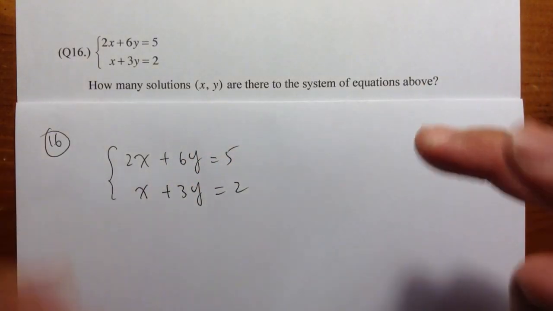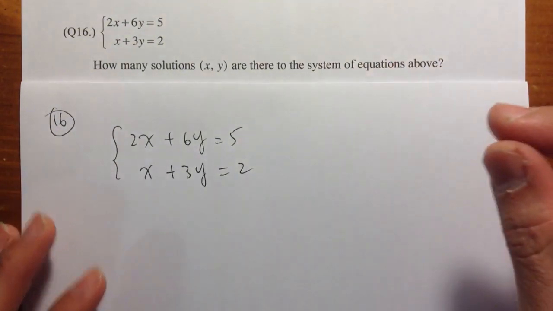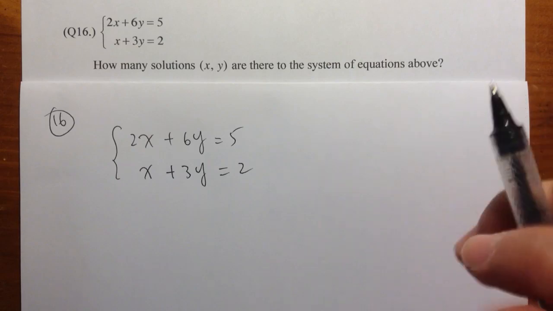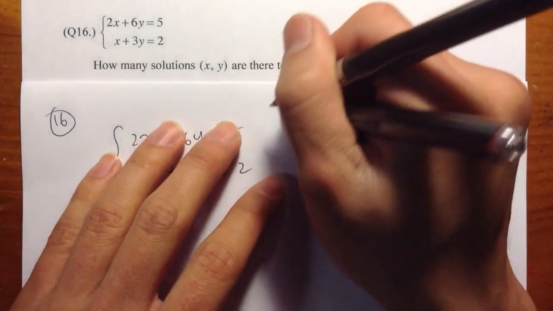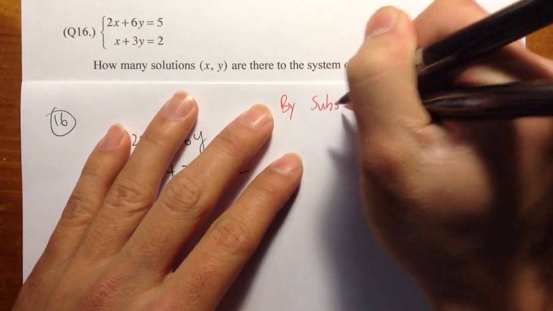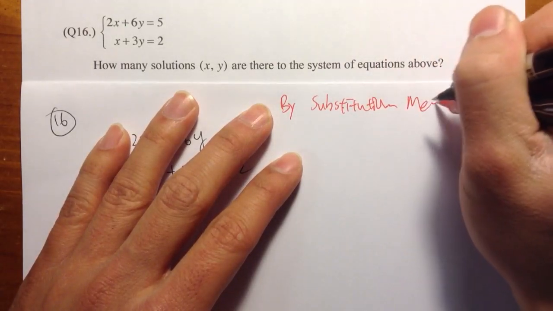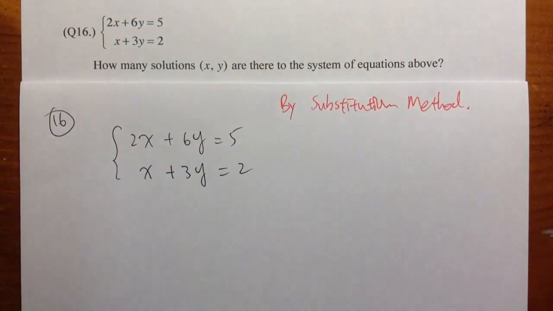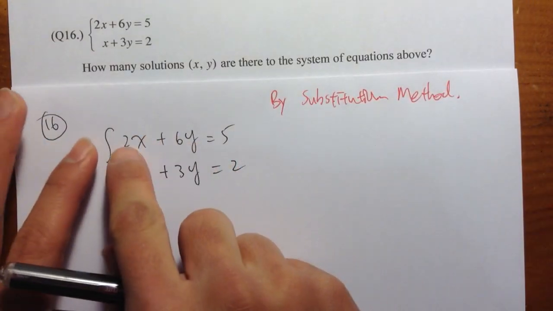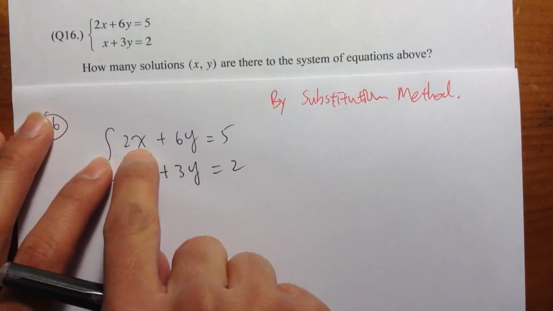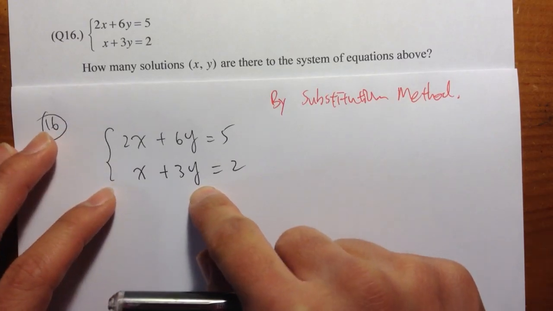Generally speaking, we have two methods to do this question when solving a system of equations. The first method I'm going to do is called the substitution method. The idea of the substitution method is that we want to pick a variable from this x or this y, or this x and that y, and then try to isolate that variable.